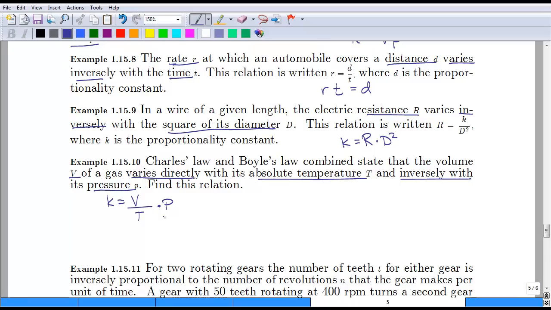So again, take a second. This has two types of variation in it. We have that volume varies directly with temperature, so we divide, and then inversely with pressure, so we multiply by P.